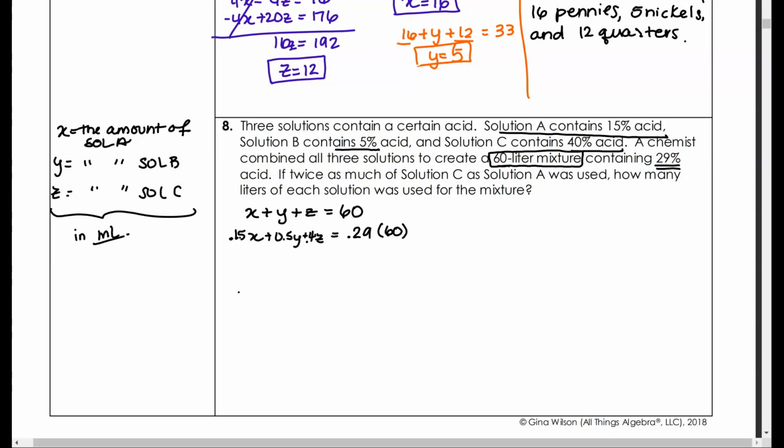Now let's look at this last equation. If twice as much of solution C as solution A was used, how many liters of each solution was used for the mixture? Twice the amount of C. So this is going to mean that Z is going to equal 2 times X. So why is that? Because if solution C is twice as much as solution A, right? And I know this because I'm using twice as much as C as I am A. This is telling me that if X is 2 liters or 2 milliliters, then that means that Z is going to be twice that. So it's going to be 4. So it's going to be 2 times X.